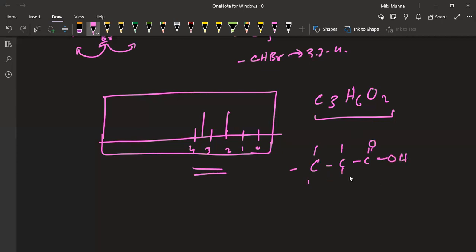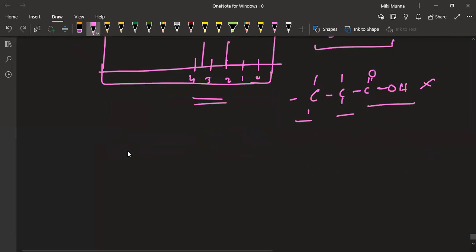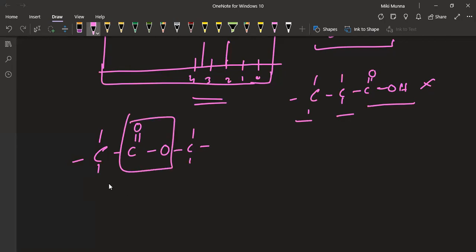So this is a possible first isomer, but here we have 1, 2, 3 environments. So in the first situation, without even observing how many peaks we have, this is a no. Coming to the next one, let's see. We can have an ester. Now, how many environments do we have? We have one possibility here, another possibility, so two possibilities are there.